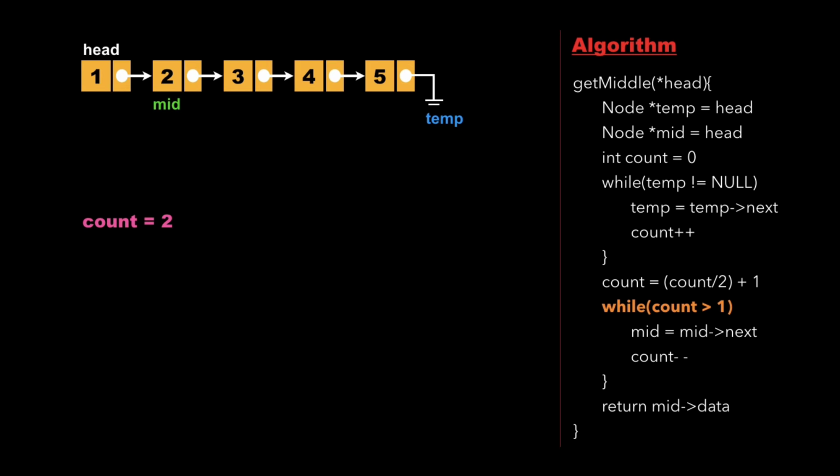Again we check whether count is greater than 1, which is true. Therefore we update mid as mid of next. So mid points to the third node and we decrement the value of count. Again we check whether count is greater than 1, but since the value of count is 1, this condition is false. So finally we return mid of data, that is, we return the value 3.